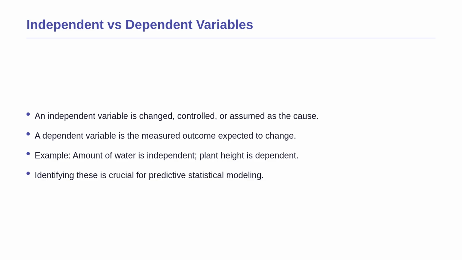Now that we understand individual variables and attributes, let us look at how they interact. In statistics, we often want to know if one thing affects another. This brings us to independent and dependent variables. Why is this important? Because it forms the basis of regression analysis and predictive modeling. An independent variable is the characteristic that you, the researcher, change or control. It is the assumed cause. The dependent variable is the outcome you measure, which responds to that change. Think of watering a plant. The water you pour is the independent variable, and the resulting plant height is the dependent variable.